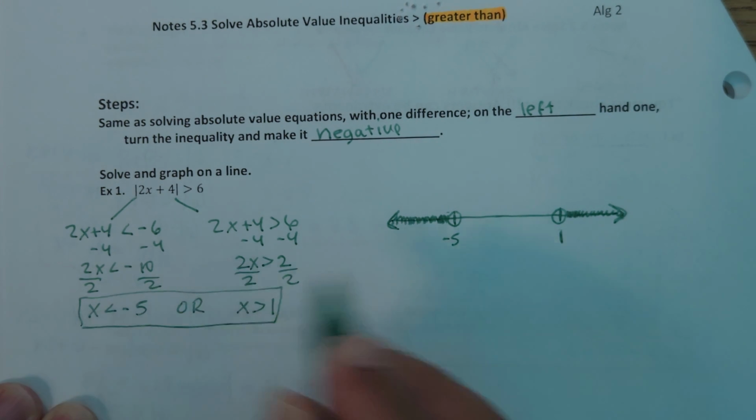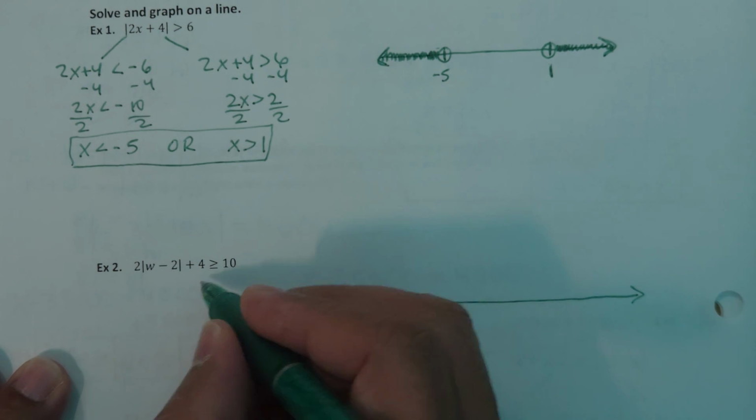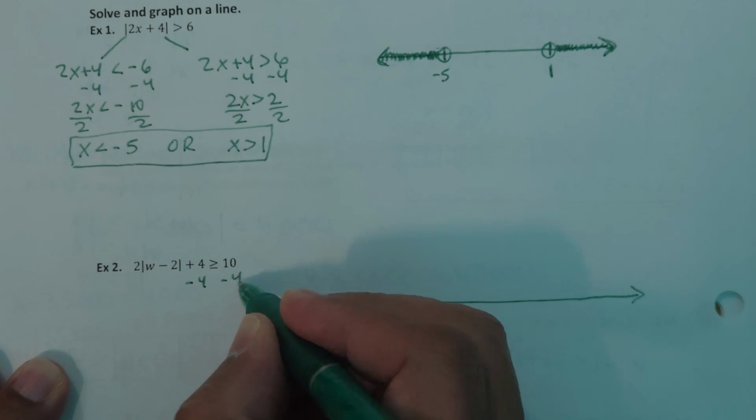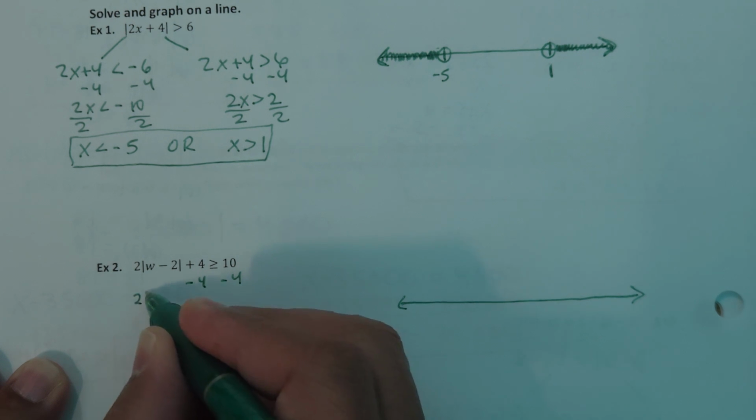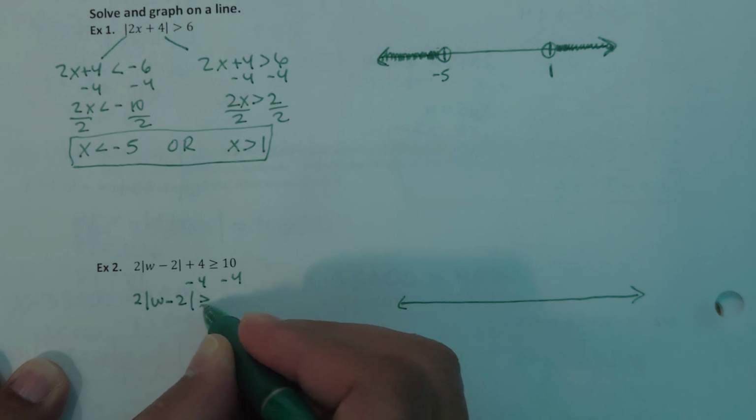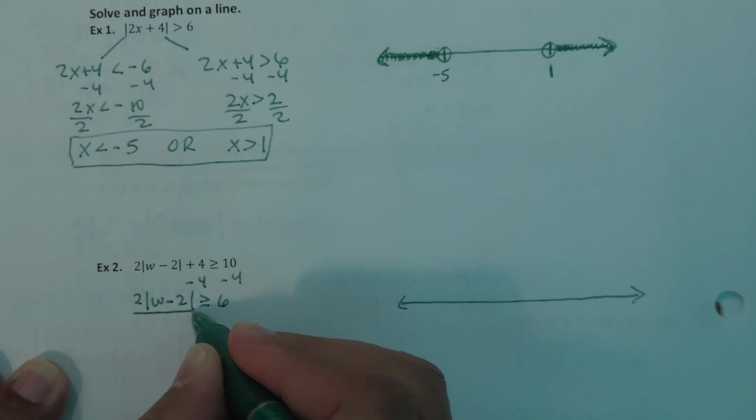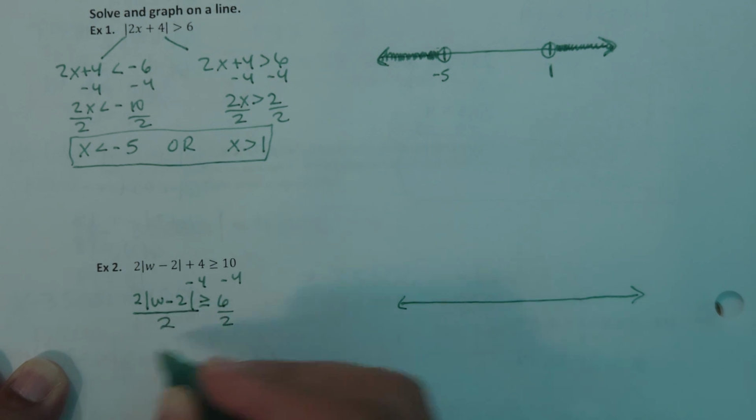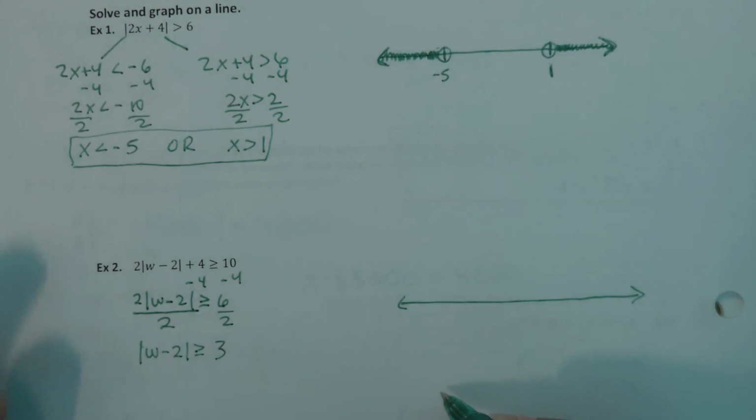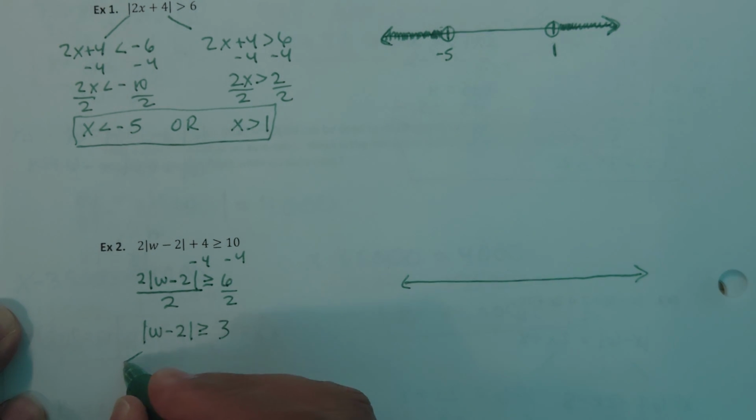All right, second example. For this one, I need to isolate the absolute value. There's a plus 4. I'm going to subtract that 4 first. So then we have 2 times the absolute value of w minus 2 is greater than or equal to 6. Then we want the absolute value isolated. There's a 2 in front of it, so let's divide by that 2. Then we have the absolute value of w minus 2 is greater than or equal to 3, which is 6 divided by 2.